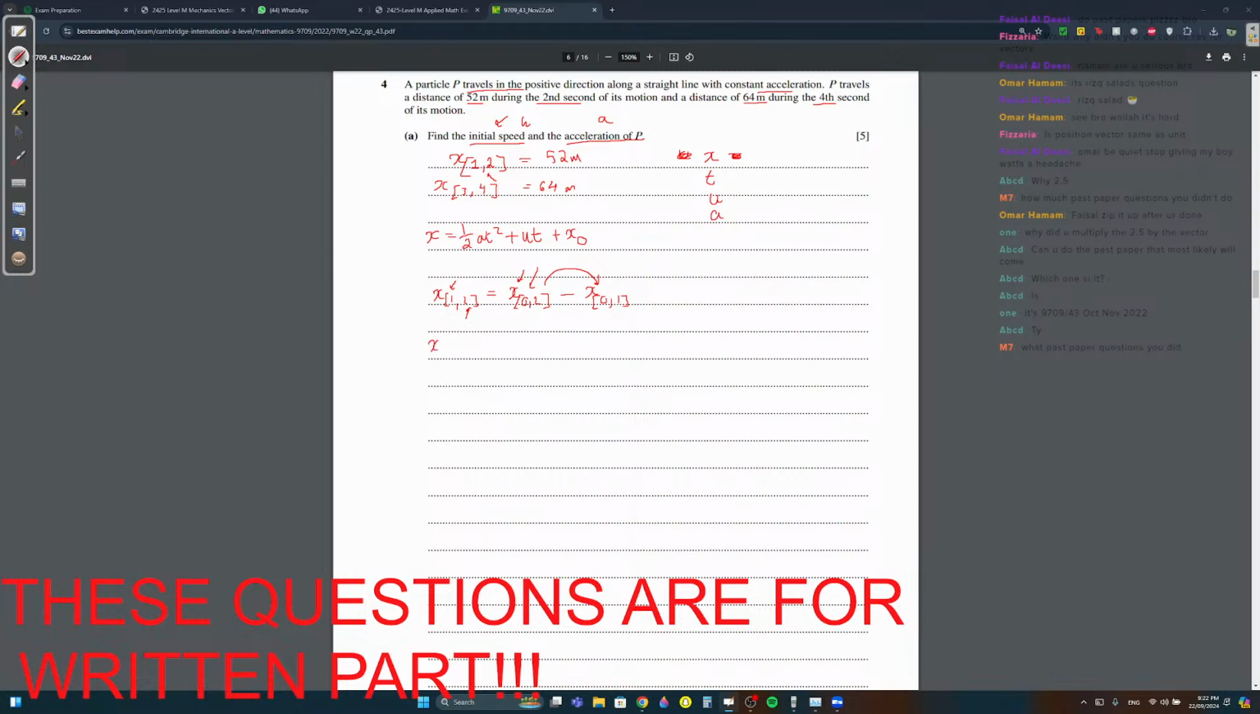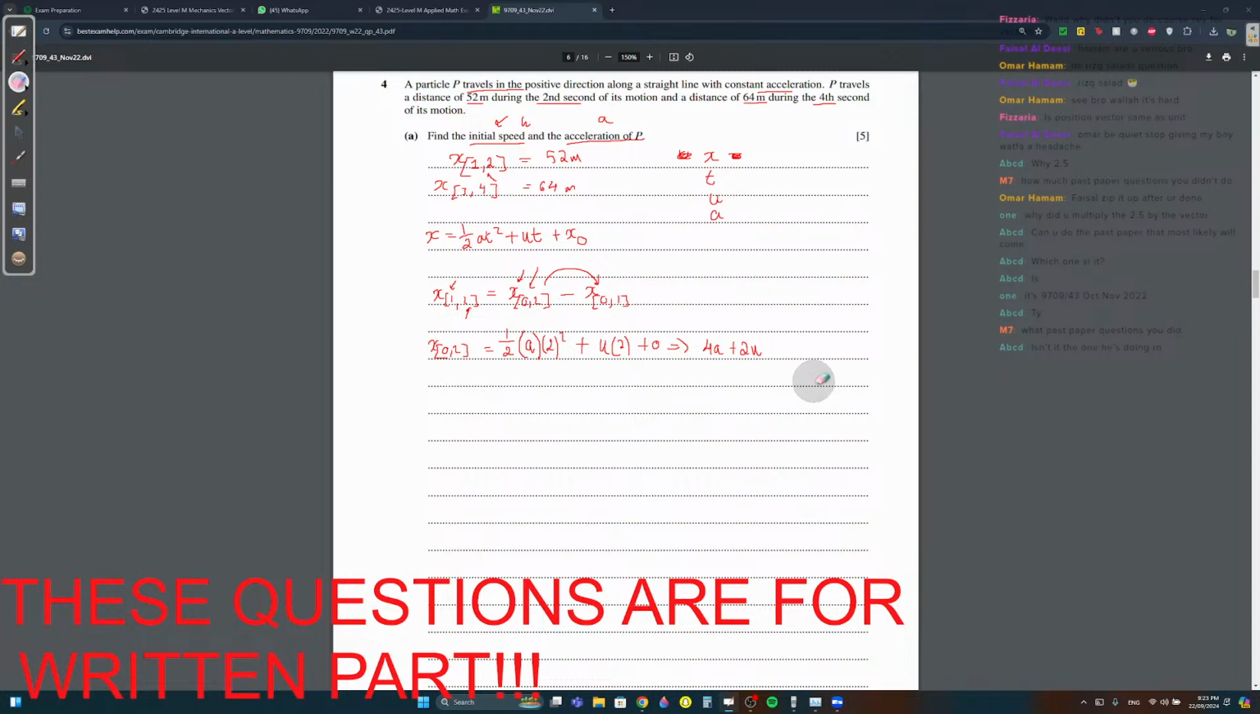Okay, the distance traveled in the first 2 seconds. How do we find that? x 0, 2. It's equal in the first 2 seconds to half the acceleration, we don't know it, times the time squared. How much is the time between 0 and 2 seconds? 2 squared plus u, we're trying to find it, times the time, which is 2, plus x node, which is just 0. Okay? Let's simplify this a bit. We're going to get 4a plus 2u. What 4a, I mean 2a plus 2u. 2a plus 2u.